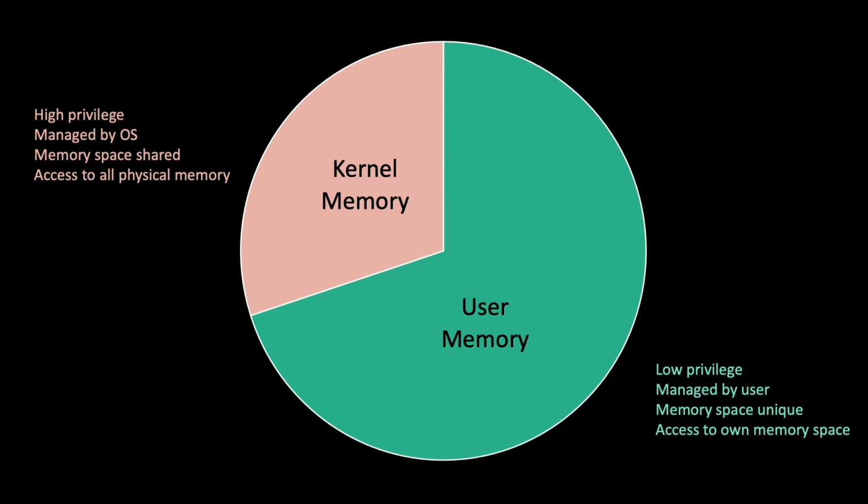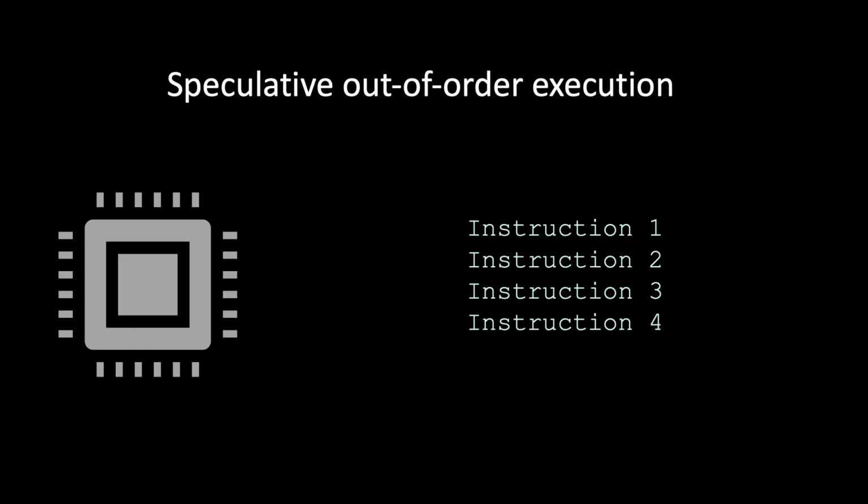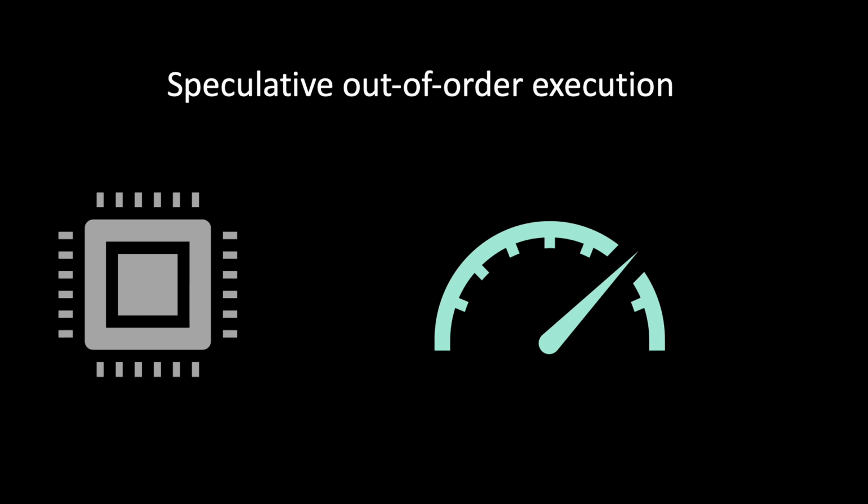Now, we have to look at something modern CPUs do. Modern CPUs do something called speculative out-of-order execution. If you write a program and you have four instructions, what old CPUs did, and what you might expect new CPUs to do as well, is go through the instructions one by one. You just follow instruction 1, 2, 3, and 4, and you only hop to the next instruction when the previous instruction is finished. However, in order to speed things up, modern CPUs can actually work in parallel.